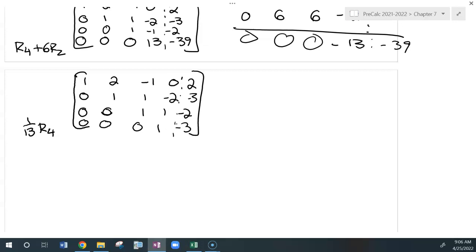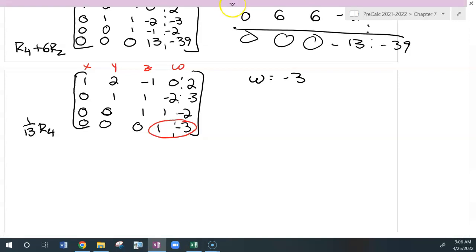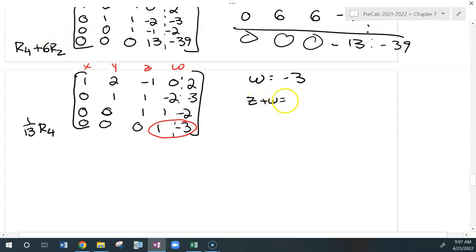So using my back substitution, I know right away that W equals negative 3. Just as a reminder, this is the X column, the Y column, the Z column, the W. So 1W is negative 3. So that's our first answer. Now I've got Z plus W is negative 2. But I know W is negative 3, so Z minus 3 equals negative 2. Z equals 1. Okay, so now I've got Z.